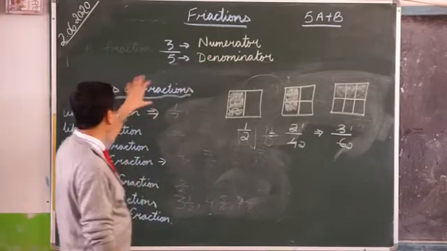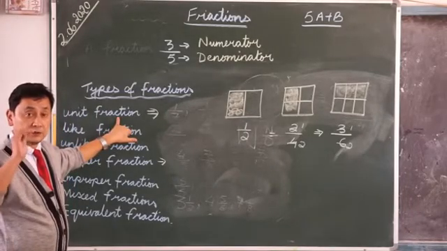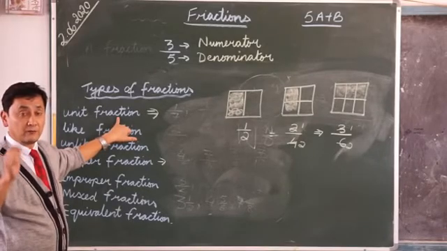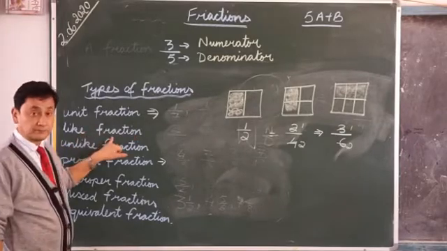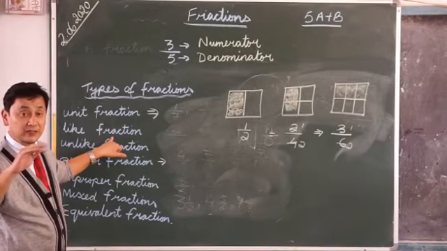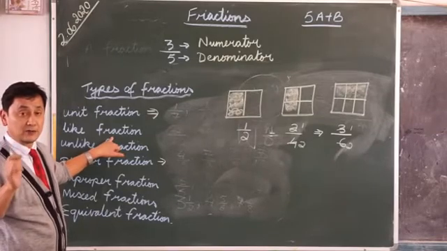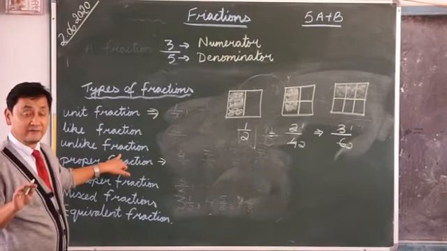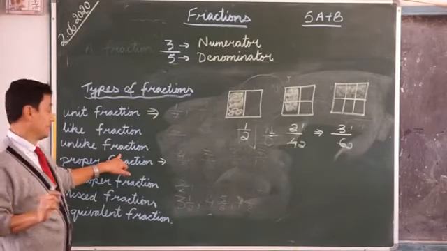So the different types of fraction are unit fraction. Try and remember, the numerator has to be the same: 1 upon 7, 1 upon 8, 1 upon 100, 1 upon 200. All the numerators should be the same. Like fraction: all the denominators should be the same. You can have 2 upon 10, 5 upon 10, 1 upon 10, 6 upon 10. Unlike fraction, the denominators are different: 3 upon 5, 4 upon 7, 9 upon 12.